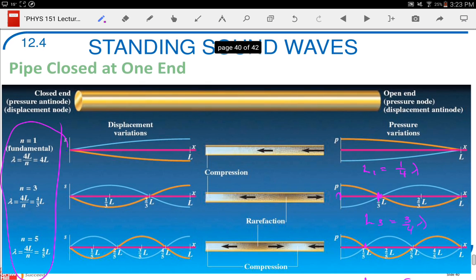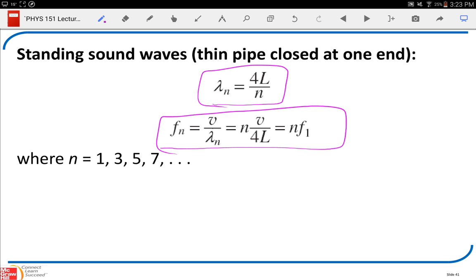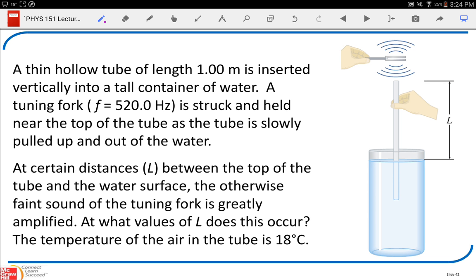Just 2 more slides before I get to what we're going to do. This one here is showing the equation. Wavelength is a function of length, or frequency as a function of the velocity of the wave and the length. What we're going to do is essentially what's shown in this picture. We're going to take a tube and fill it with water.